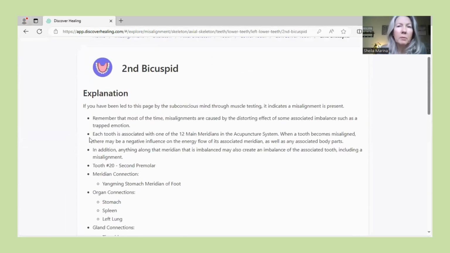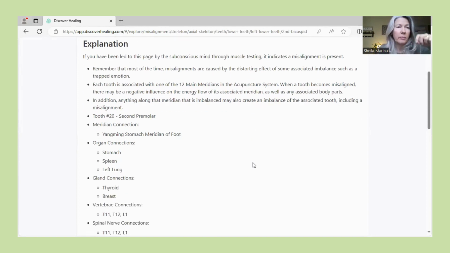So I'll just quickly read through this, that there's some kind of misalignment. And a lot of times misalignments are just caused by trapped emotions. It doesn't need to be that his physical tooth has any pain, but for some reason that second bicuspid is holding on to the pain or whatever it is that's causing this. All teeth are part of the 12 main meridians in the acupuncture system. So if there's an imbalance in the tooth, it can also go along the meridian system and into any organs. So let's find out here.